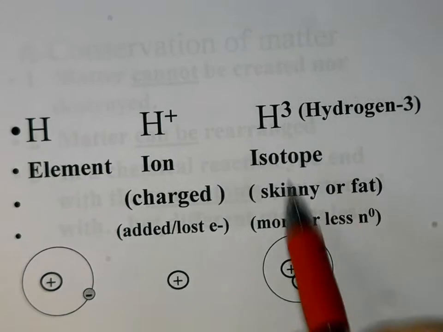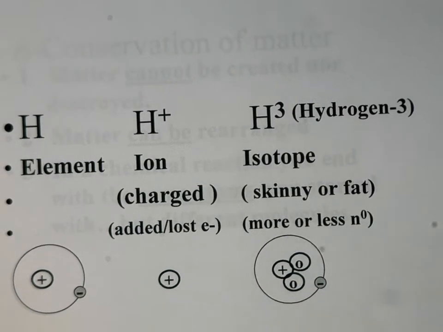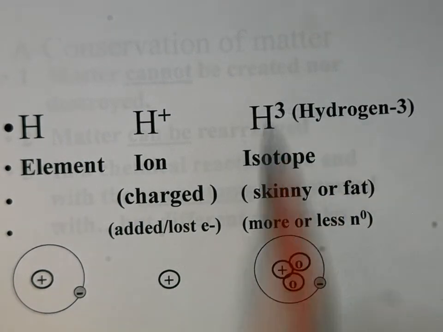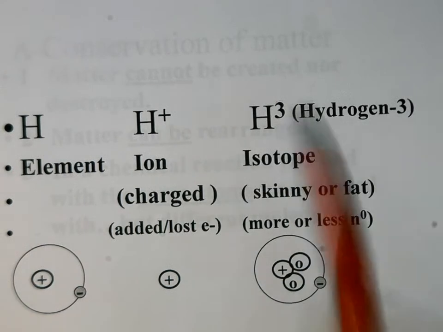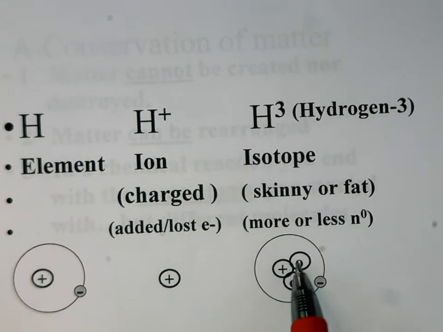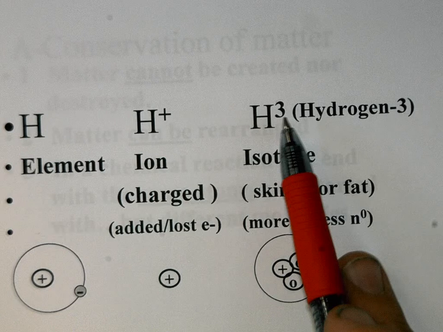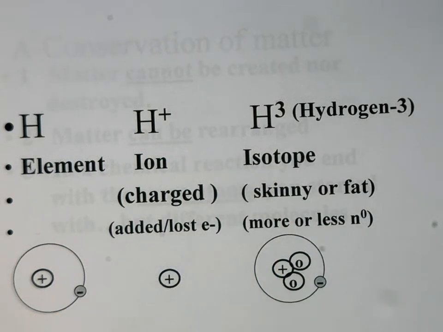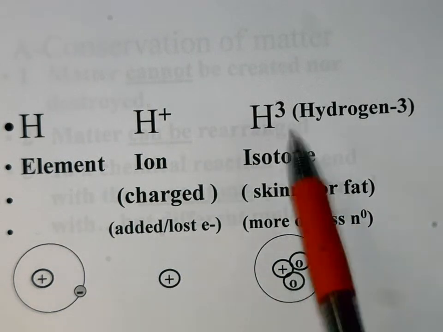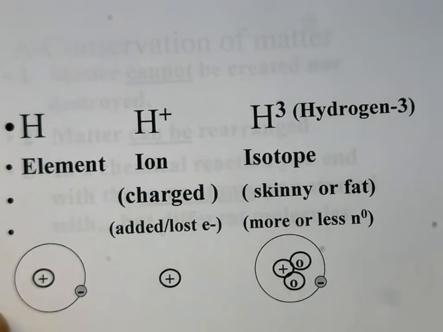Over here, and we'll be working in this unit with some isotopes again, when we draw H with the 3 up top, that means it's hydrogen 3. It's an isotope. Since it's hydrogen 3, that mass number tells us there are 3 particles in the nucleus, and 2 of those particles will be neutrons.